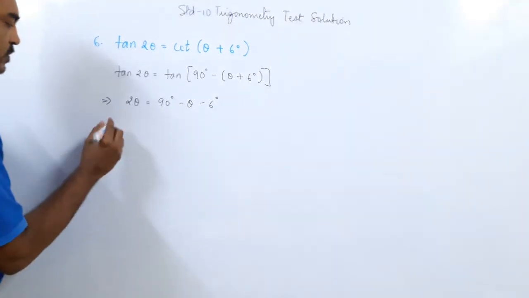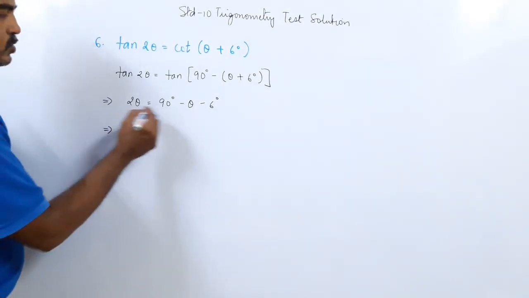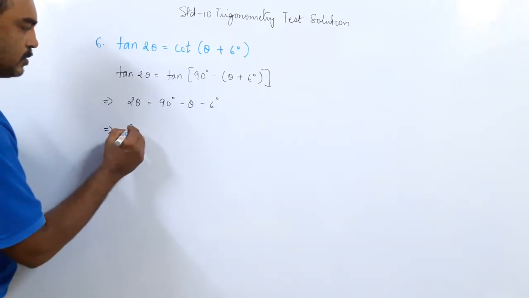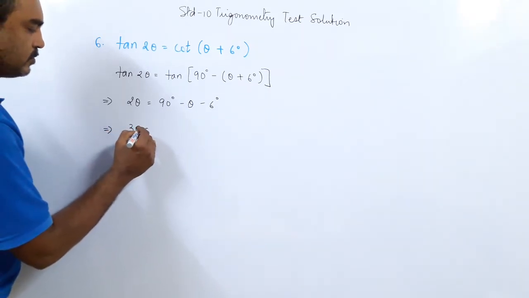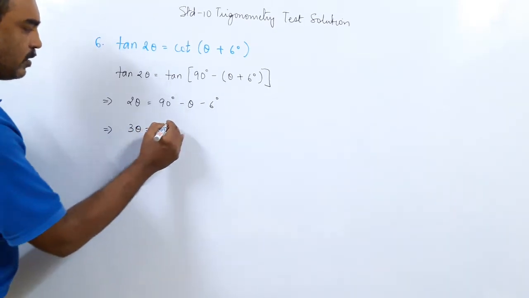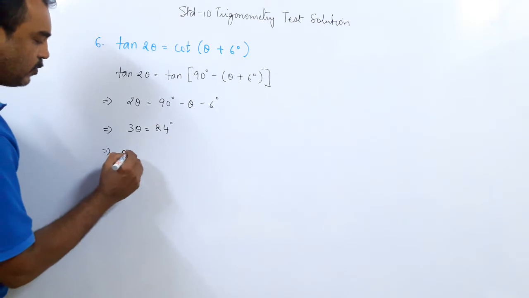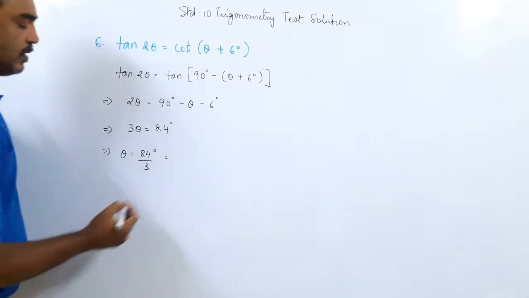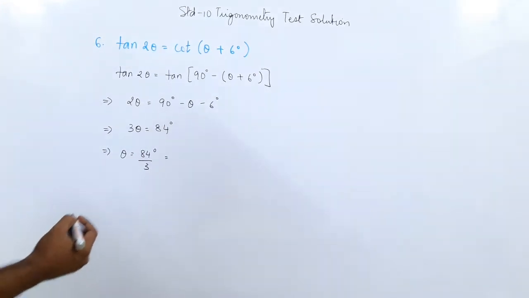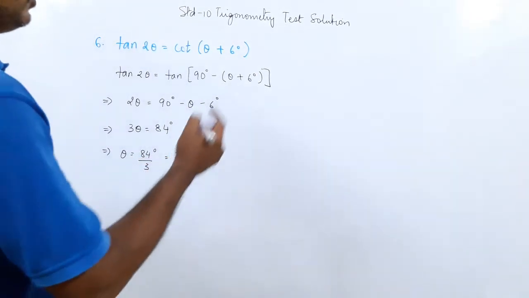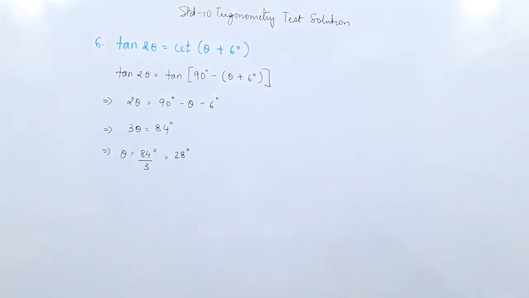Now the minus theta comes on this side. So 2 theta plus theta becomes 3 theta, equal to 90 minus 6, that is 84 degree. Theta equals 84 degree by 3, and that is how much? 28 degree. So you have to find the value of theta, and the value of theta is 28 degree.